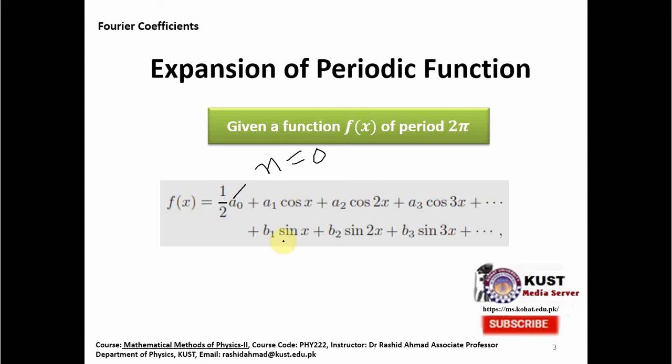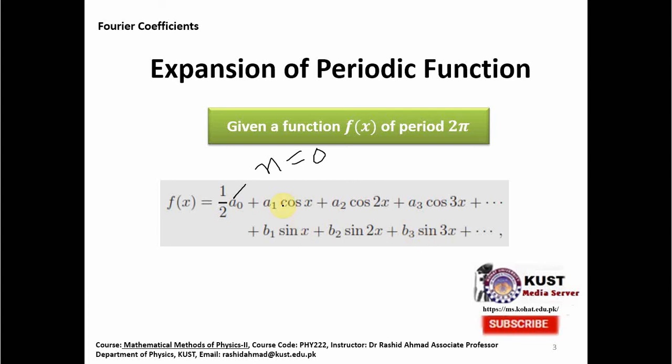So this was the expansion of the function into a series of sines and cosines. Now our task is to derive the general formula for these coefficients, that is from a naught, a1, a2 to an, and then b1, b2, b3 to bn.